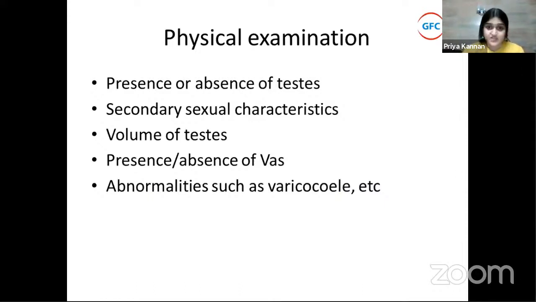Presence or absence of secondary sexual characteristics. When we are looking at the testis, one important thing that we like to know, apart from the position of the testis, is the volume of the testis. Another thing we have to know is the presence or absence of vas, and there are various other abnormalities such as varicocele and other things.